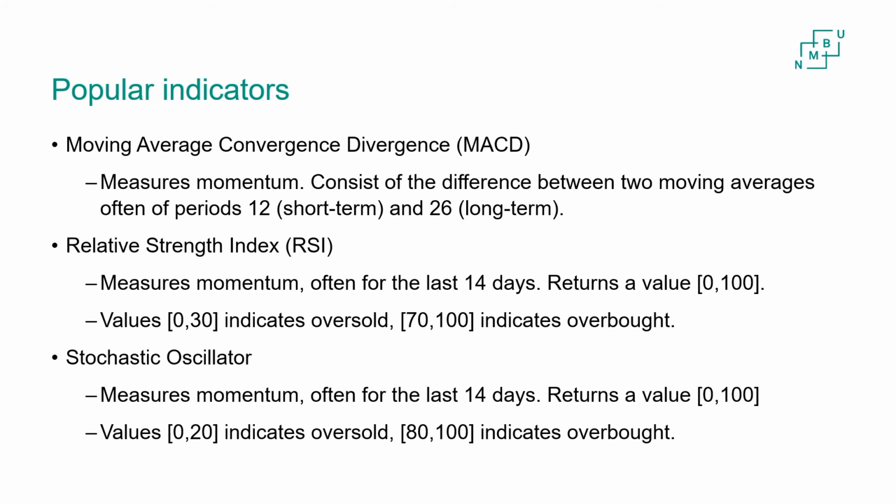An example of the non-bounded indicator would be the moving average convergence divergence indicator. This measures momentum, and it's just the difference between the moving average of a short term and a long term.